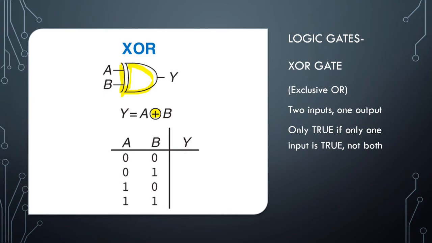So of course, if we input 0 into both A and B, we're not going to get anything out, it's going to be false. If only B is true, we're going to get a true output. If only A is true, we're going to get a true output. But because this is an exclusive OR gate, that means it can only be one or the other. If both A and B are true, we're going to get a false output.